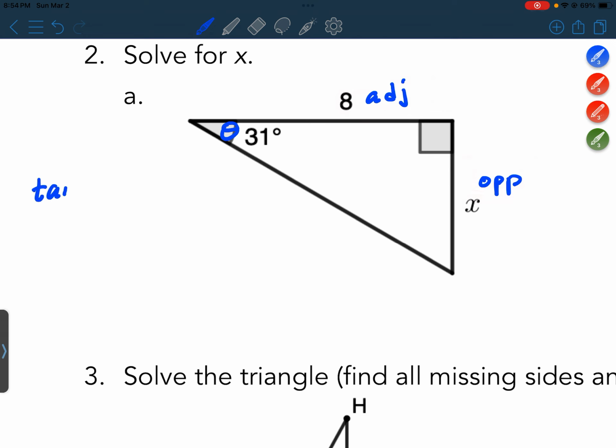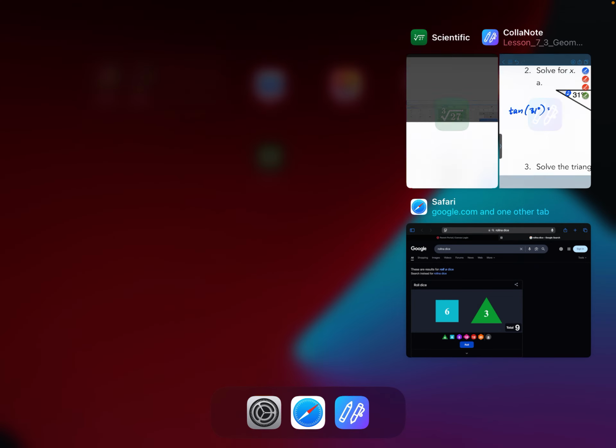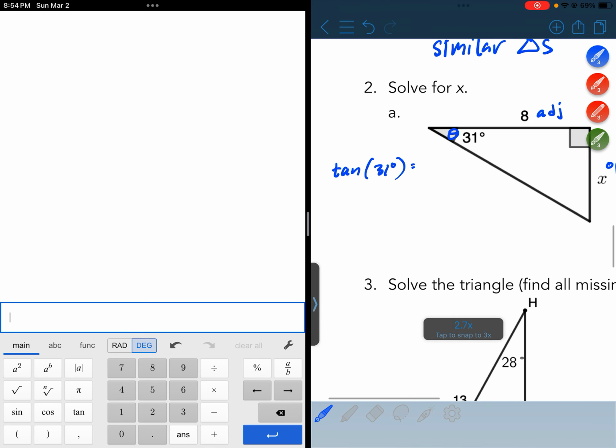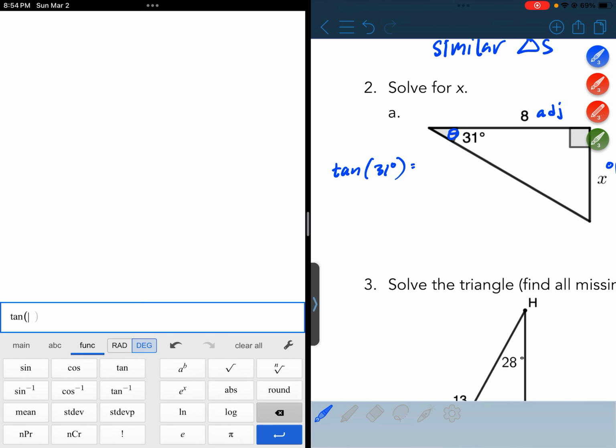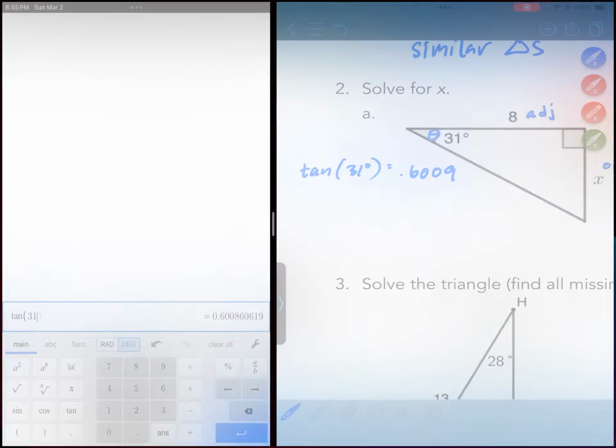All right, so I'm going to look up the tangent ratio for a 31-degree triangle. You can do this on the yellow calculator. Just make sure that it is in degree mode before you start working. So the tangent ratio for 31 degrees is 0.6008. Let's call it 0.6009. I'm going to round that up.